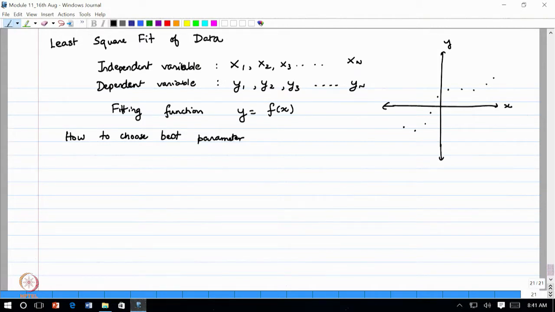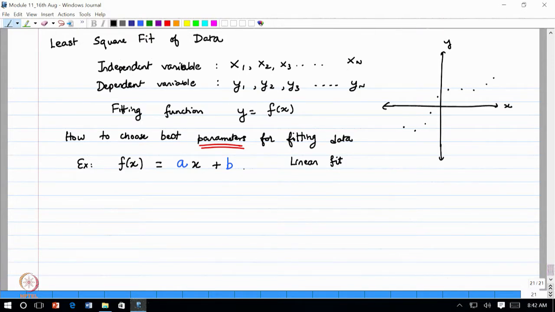parameters for fitting data. Okay. So, in other words, f of x. What are these parameters? For example, you can take f of x equal to a times x plus b, then a and b are parameters. We call this a linear fit, and a and b are the parameters.